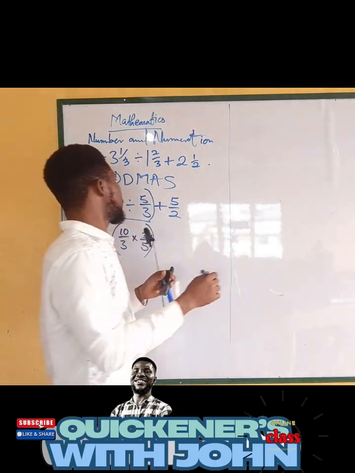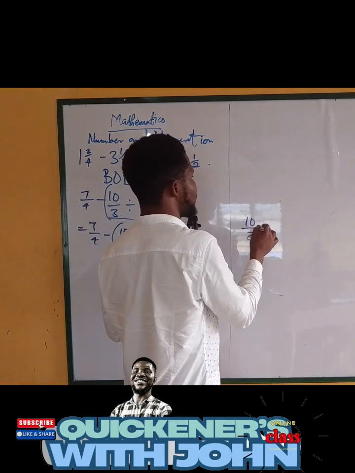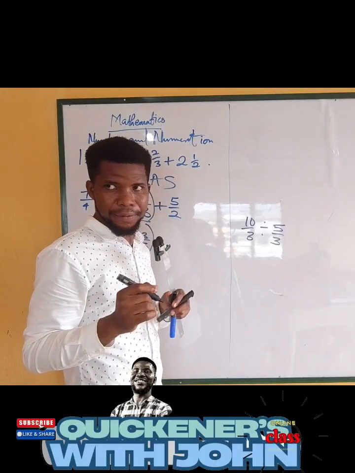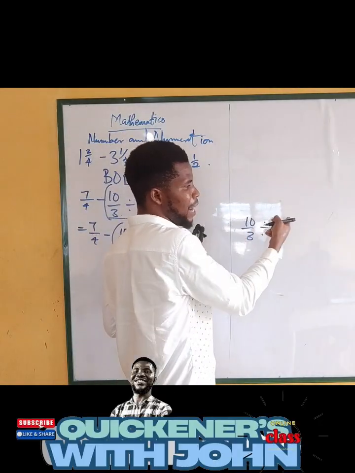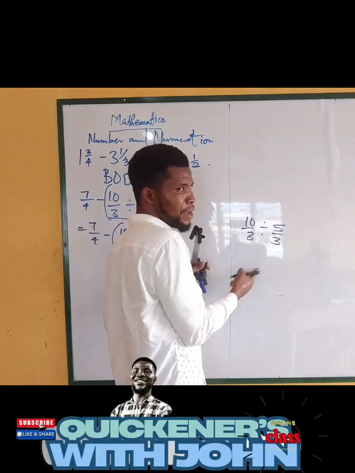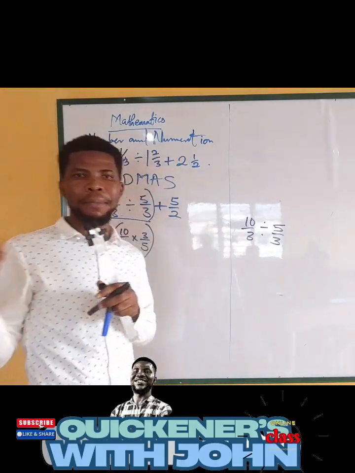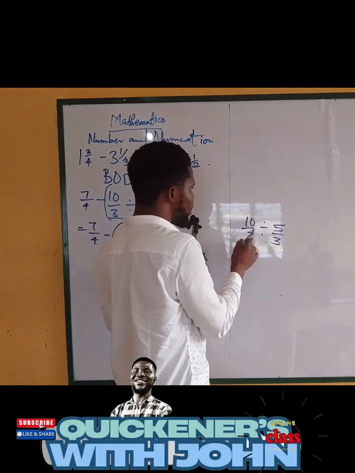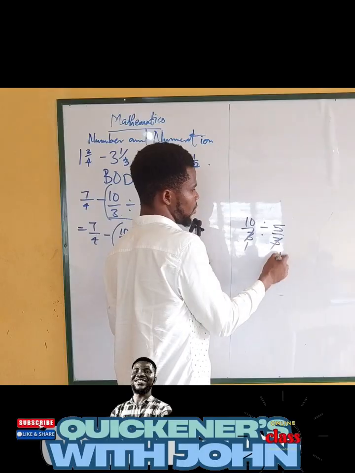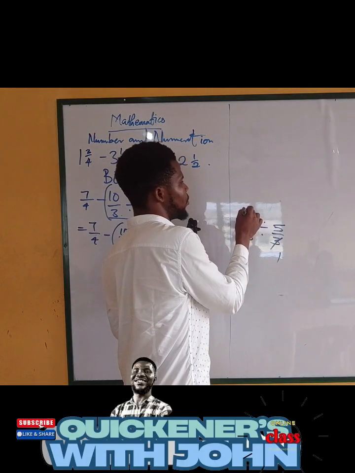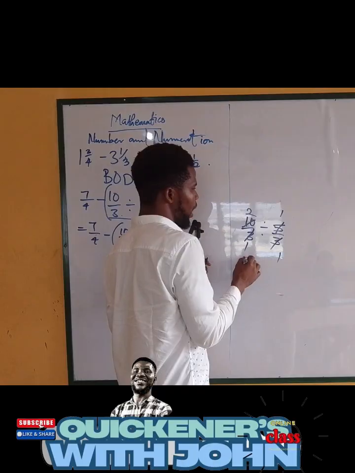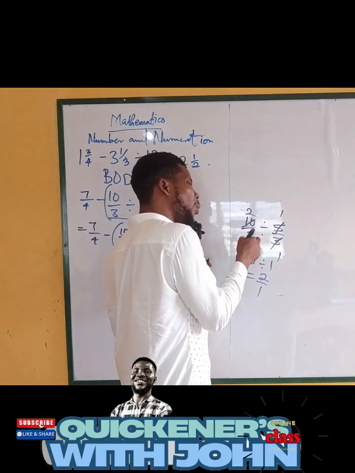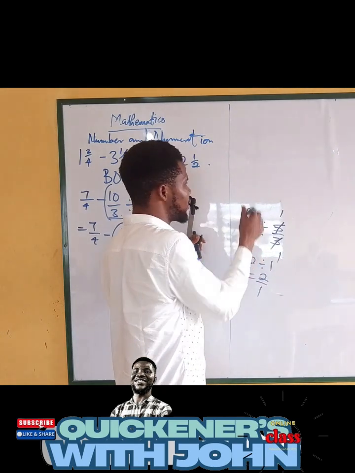Now listen. When you have 10 over 3 divided by 5 over 3, this is how you divide. Or this divided by this, and this divided by this. Denominator divided by denominator, numerator divided by what? Numerator. So 3 here, 1, 3 here, 1. 5 here, 5 here. So the answer is 2 divided by 1, which is what? 2 over 1. Meanwhile, this also works like this.